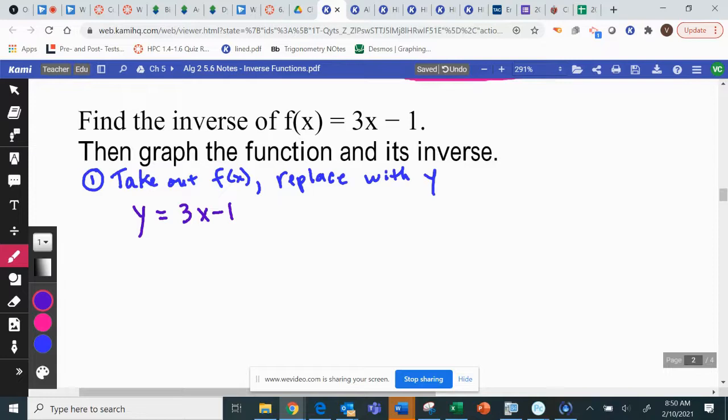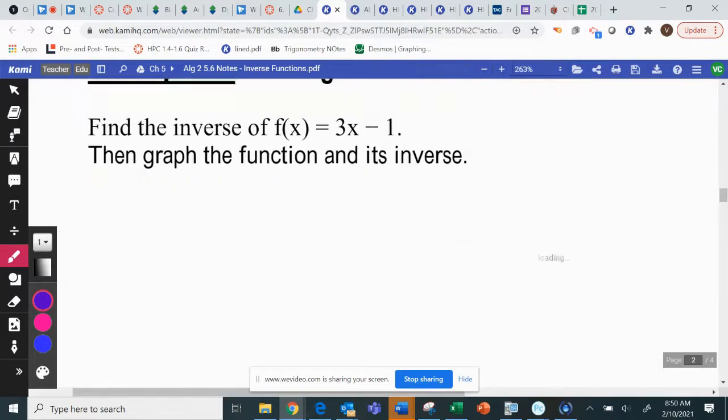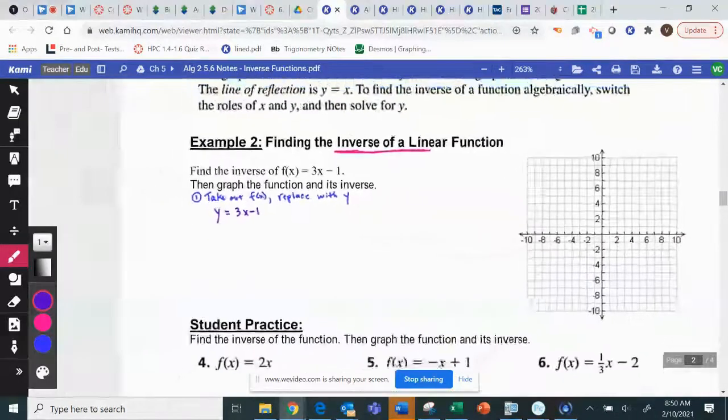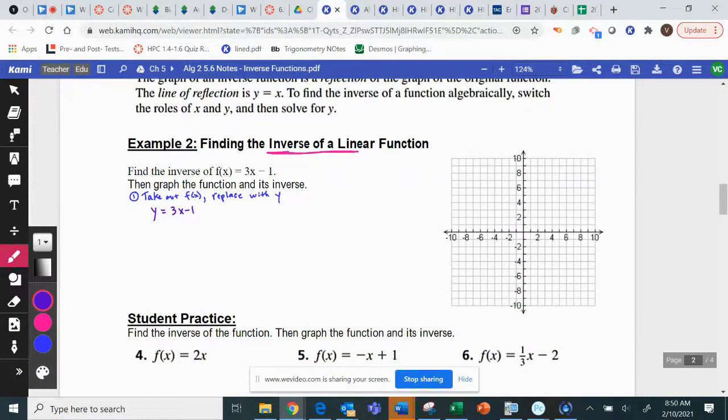Now we can do the equation first, or we can do the graphing first. That does not matter. I'm going to go over to the graph. Let's just get this guy graphed, okay?